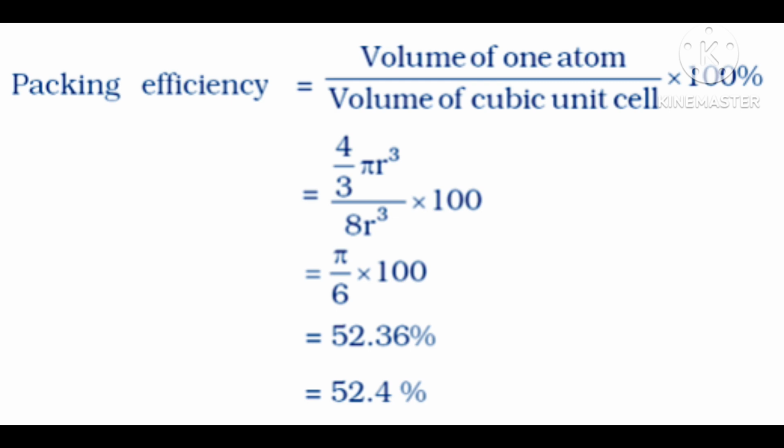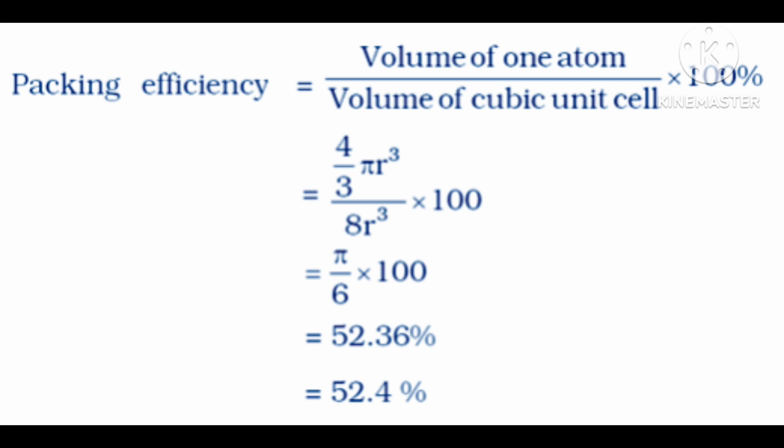After that, the edge length is given as 408.6 picometer. You convert this into meter: 408.6 into 10 to the power minus 12 meter. Now length is in meter and mass is in kg, so you can directly get the density in SI unit.